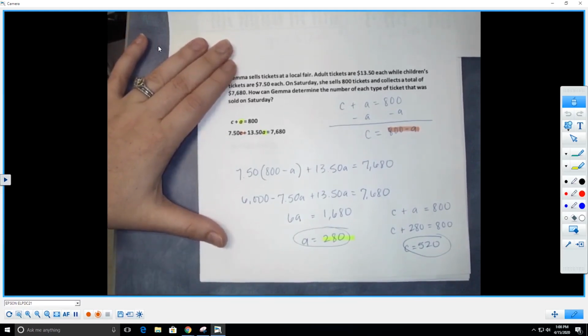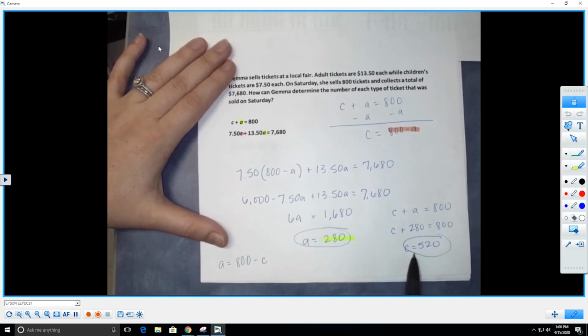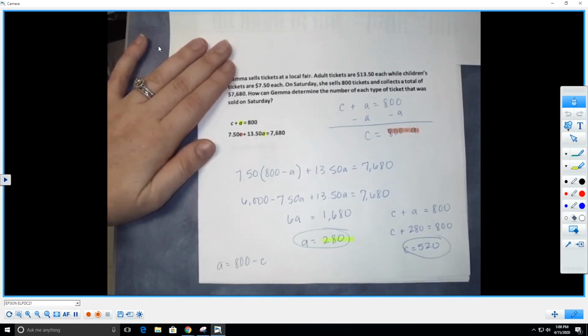What if you wanted to substitute the value for A in terms of C in the equation? What value for A would you use? That's right. You would simply solve C plus A equals 800 for A. Instead, to get A equals 800 minus C, and we would come up with that same answer.